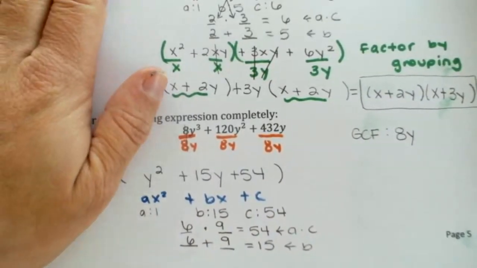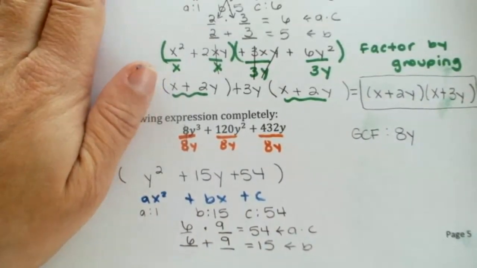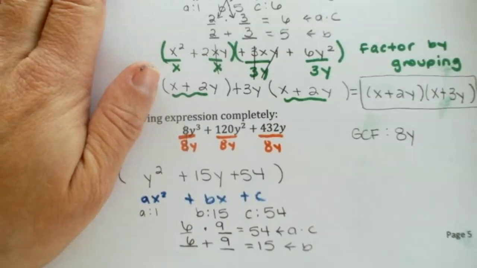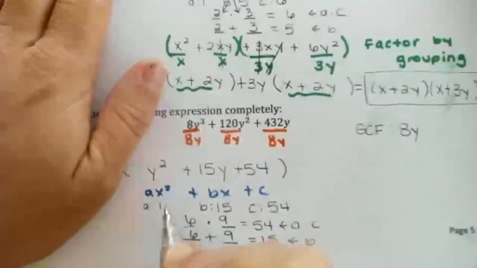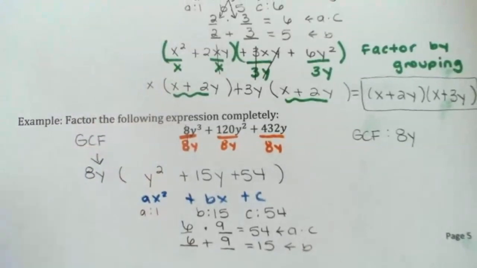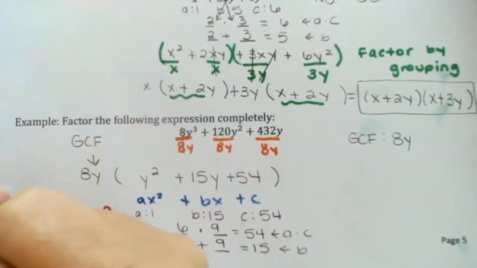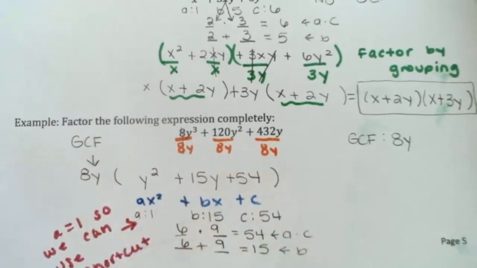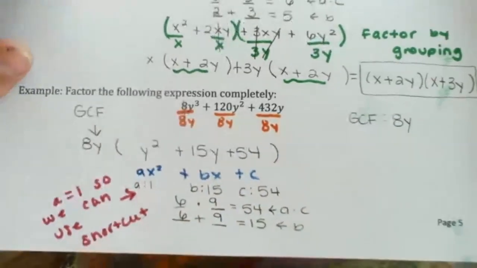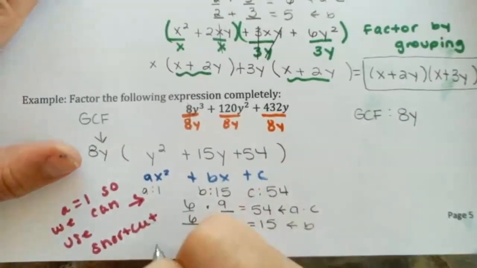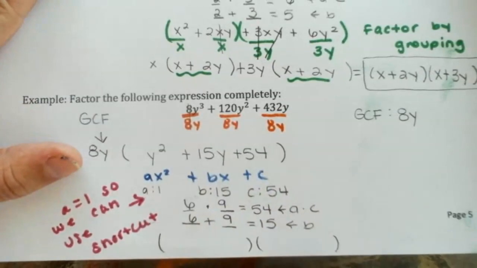Remember, don't get confused with this 8y. That's already an answer, that's already done. So if you need to cover it up just to forget about it, you do you. Thankfully, a is 1 here, so if you want to go back to our shortcut, we can. If you don't want to, that's totally fine. Go back to factor by grouping. But if you want to use your shortcut, go ahead.